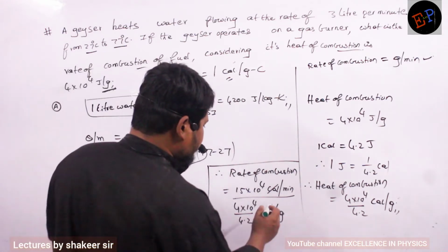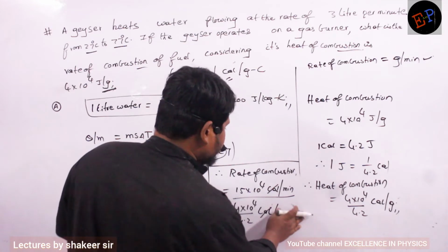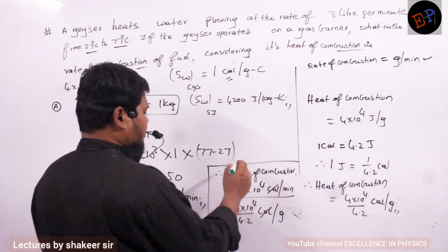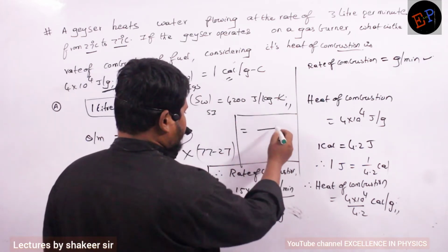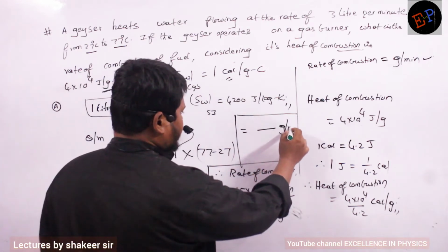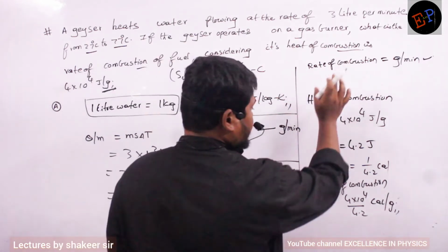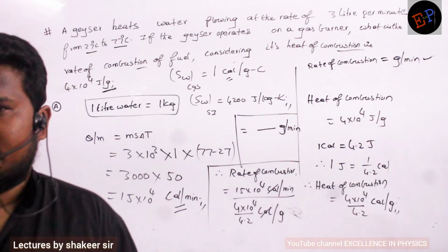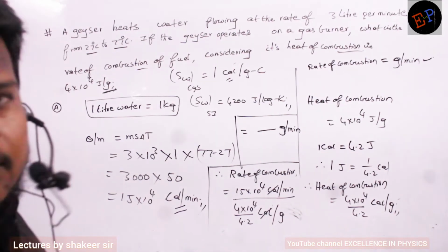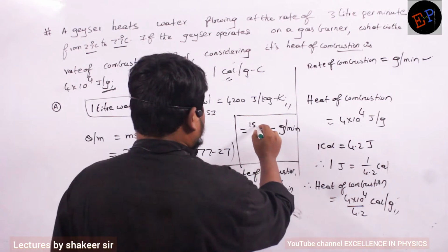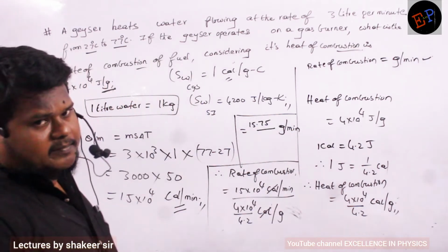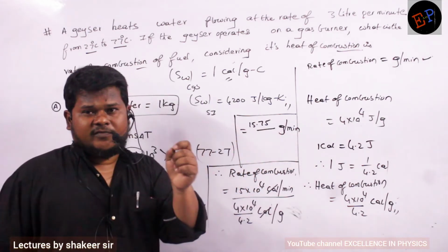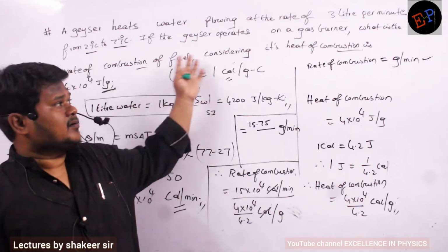So if you do this total calculation, whatever answer you get, here I will write down dash grams per minute, and grams per minute is nothing but rate of combustion. That's it. Just do this calculation, that should be my answer. Understood now? So the answer which you should get is 15.75 grams per minute. It means for every minute I have to burn how much fuel? 15.75 grams of fuel if I am burning, then I can get these results.